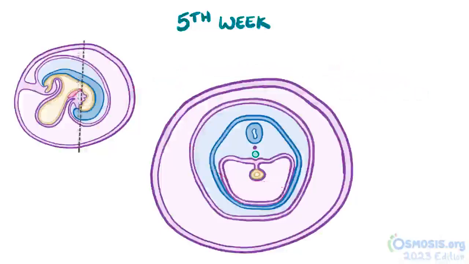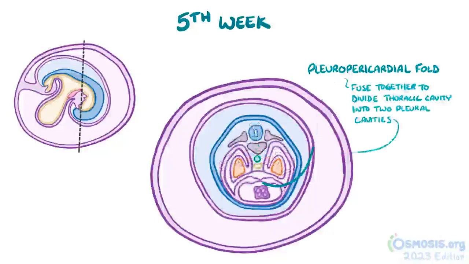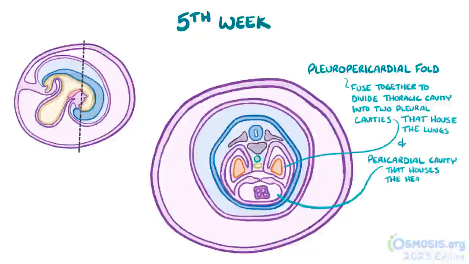Around the fifth week of development, two flaps of tissue called the pleuropericardial folds grow out of the lateral body wall and fuse together to divide the thoracic cavity into two pleural cavities that house the lungs, and a pericardial cavity that houses the heart.